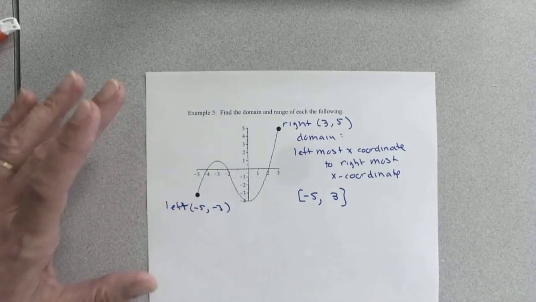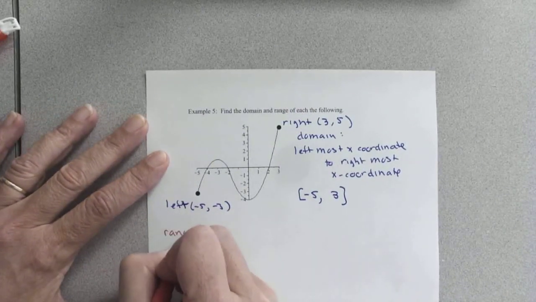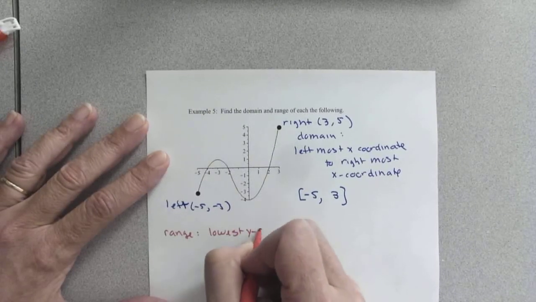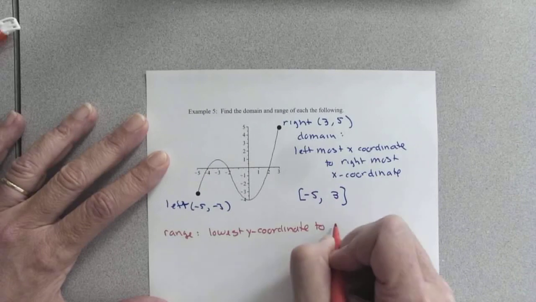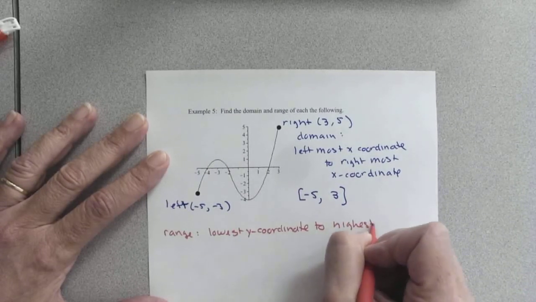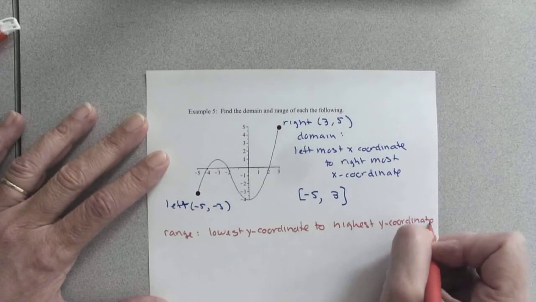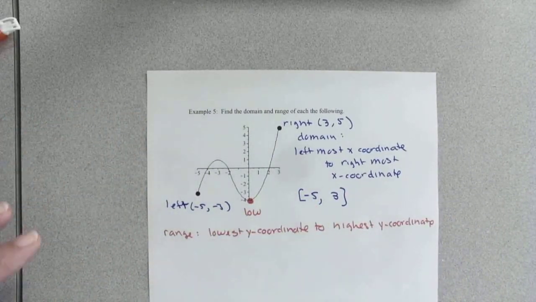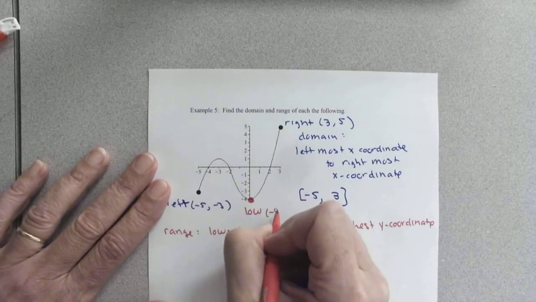So square bracket. Range, and we'll do that in red. Range. Lowest y-coordinate to highest y-coordinate. So I go and look at the graph. There's my lowest point. And it looks like it's -4.